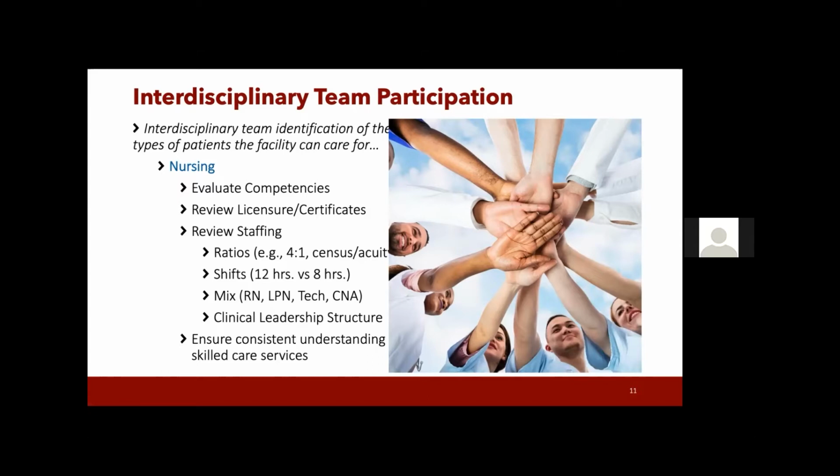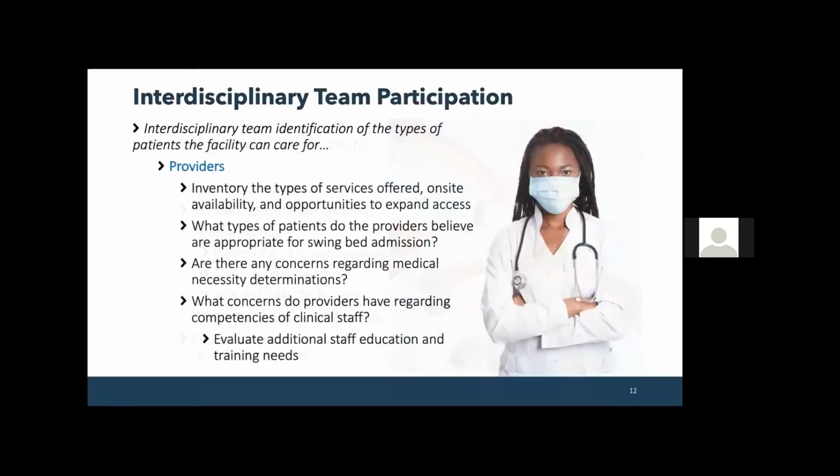And certainly clinical leadership structure, and the understanding around skilled care services and what constitutes skilled care. What does a patient need to meet, or what does a patient have to meet, the needs of skilled care? Again, making sure that that is consistent and we all have an understanding of those needs or services.